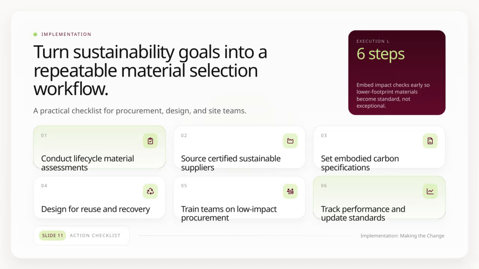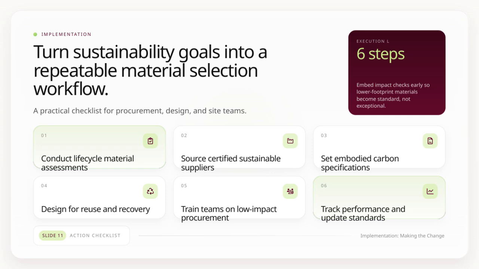Now, let's focus on implementation, which is about turning your sustainability goals into a consistent, repeatable material selection workflow. This slide presents a practical checklist designed specifically for procurement, design, and site teams to ensure these goals are integrated into everyday processes. At the core, the execution lens here highlights 6 essential steps.